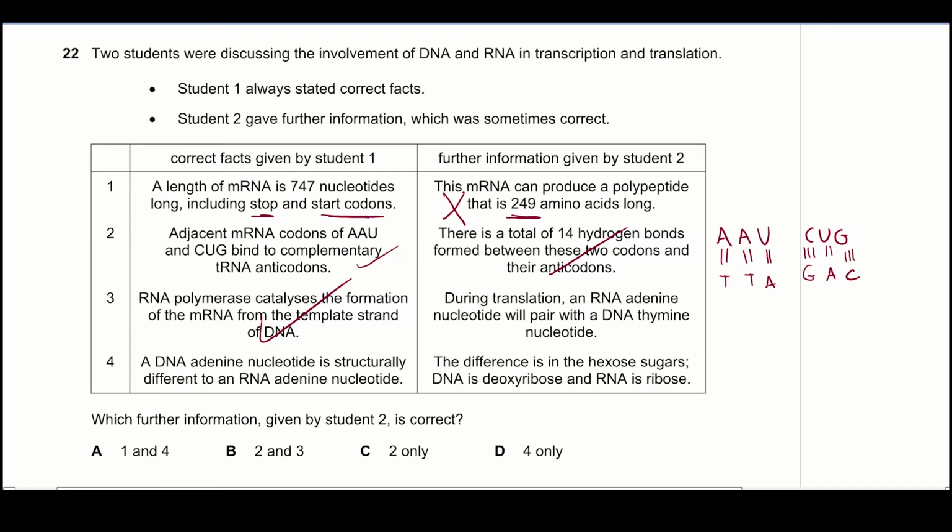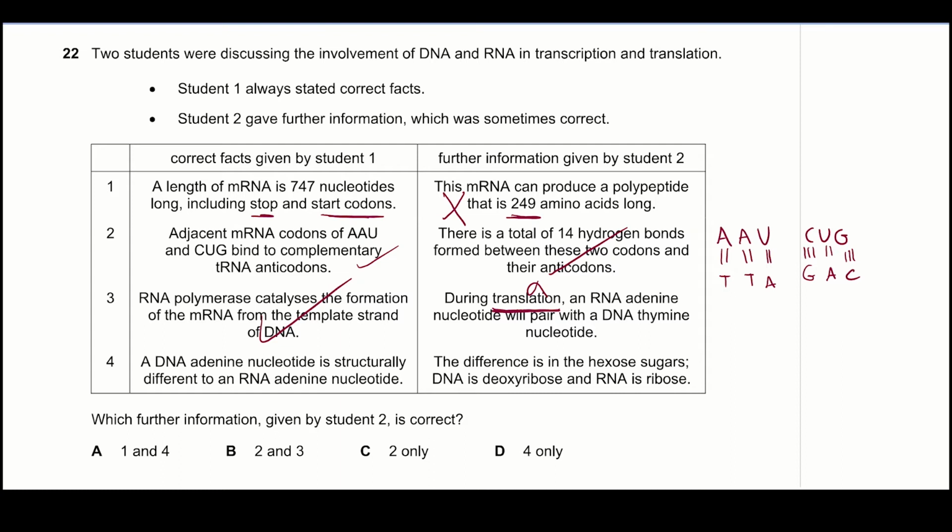During translation, an RNA adenine nucleotide will pair with DNA thymine nucleotide. This is incorrect because it's not during translation, it's during transcription where an mRNA strand is formed. So this is incorrect.